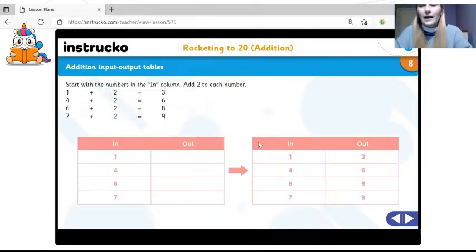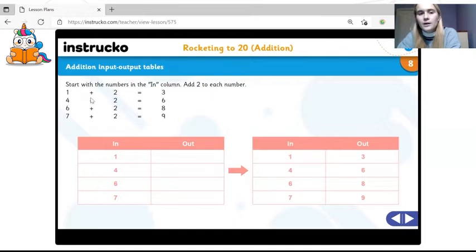Okay, and now we have this new method of addition. So this is called input-output tables. Okay, so we've got a column here, we've got some numbers. We've got 1, 4, 6 and 7 in our in column. Okay, and the rule for this table is we need to plus 2 every time. So we have to plus 2 for every number.